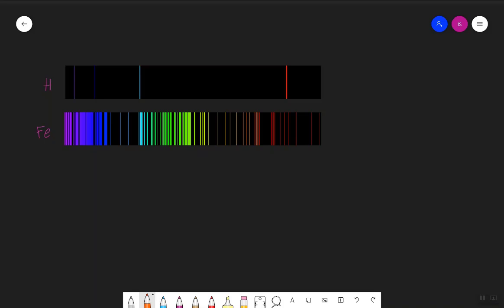In fact, it will release very specific frequencies which correspond to the colors of light, right? For hydrogen, it's very simple. For iron, it's not quite as simple, but you can still see that there are definitely discrete lines, and these are called spectral lines.